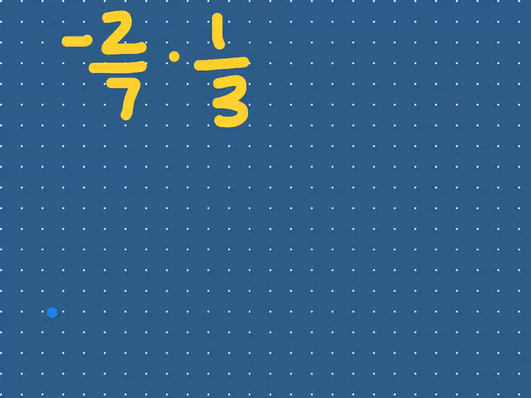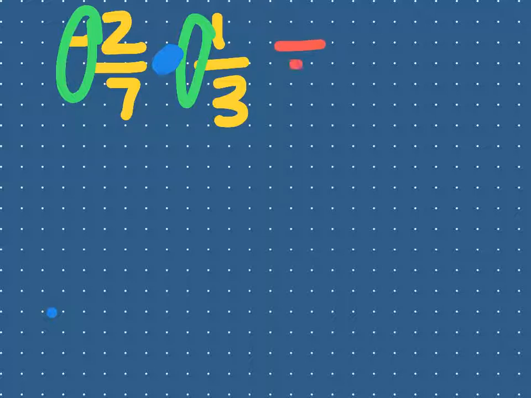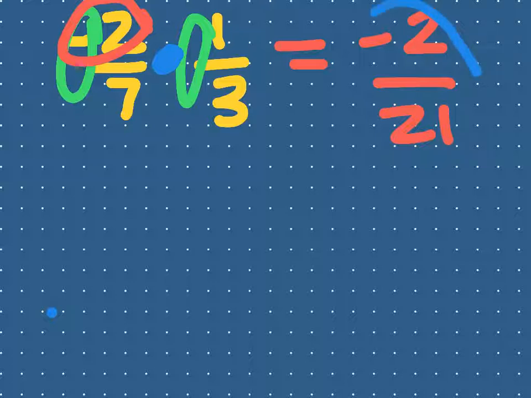Okay, first thing we want to look at is this. They have different signs, so we know that the answer is going to be negative. If you notice this little dot right here, that is another sign for multiplication. So basically you just multiply across. -2 times 1 is -2, because they had different signs and the 2 is larger than the other number, not considering signs. Then 7 times 3 is 21. So our answer is -2/21.